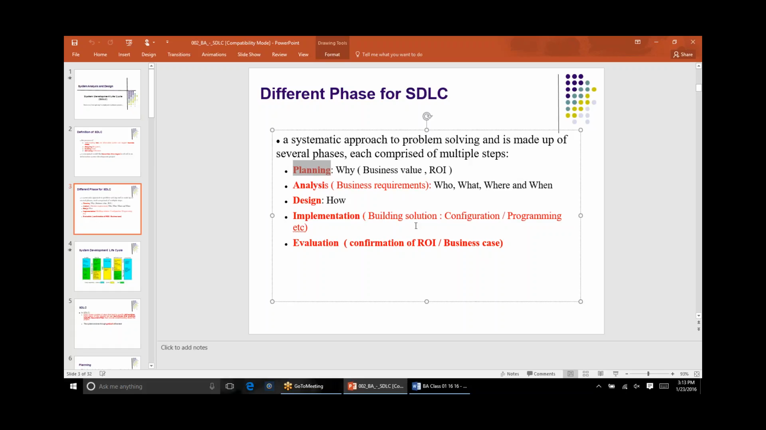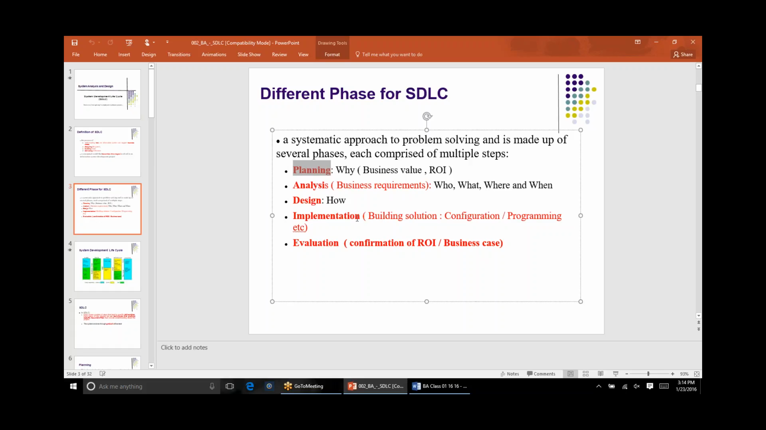The next is the design. How is the solution going to look? How many tables? How many screens? How many forms? How are those screens going to look? What is the sequence? What will come first? What will come second? That is design.